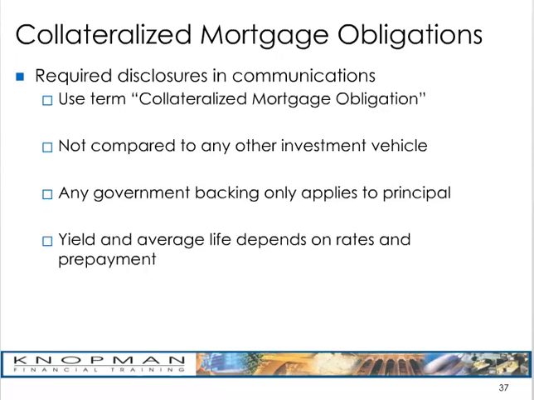Because of inappropriate sales practices of CMOs that have occurred in the past number of years, there are rules that must be followed regarding communications for CMOs. A communication must use the specific term collateralized mortgage obligation. It can't be compared to any other investment vehicle. The communication must disclose that any government backing only applies to the principal. It does not apply to the market value, for example. Also, the communication must disclose that the yield and average life depend on interest rates and prepayment.